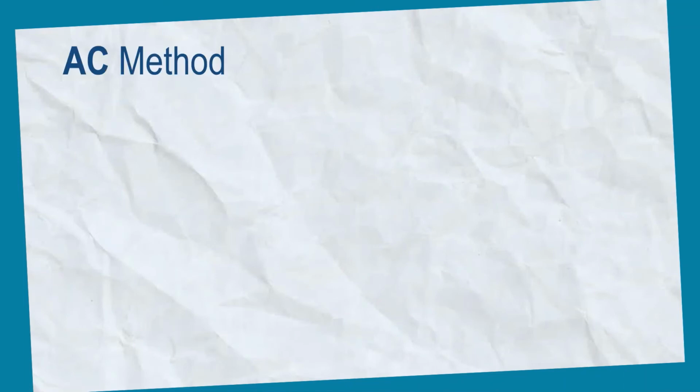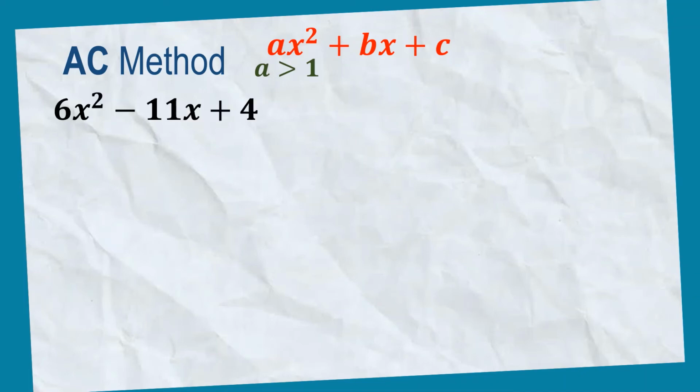Ngayon, ang pangalawang method na ituturo ko sa inyo ay AC method. Ito ay madaling paraan para ma-factor natin ang general trinomials in the form of ax squared plus bx plus c, which is a is greater than 1. Let's have the example number 1. 6x squared minus 11x plus 4.